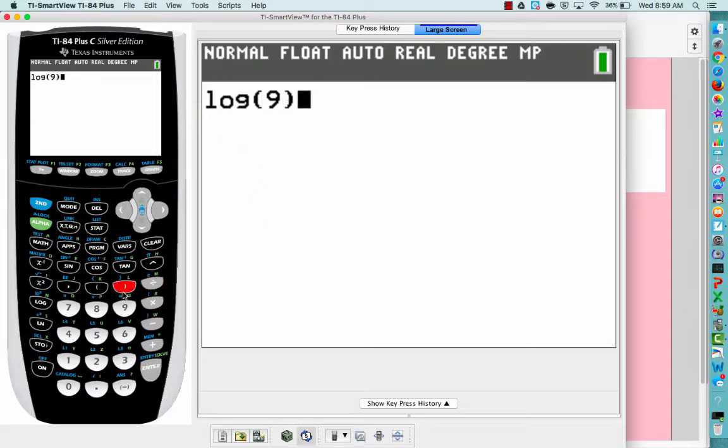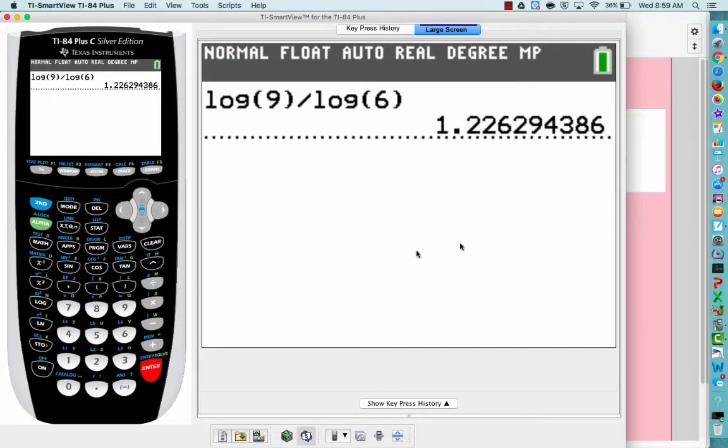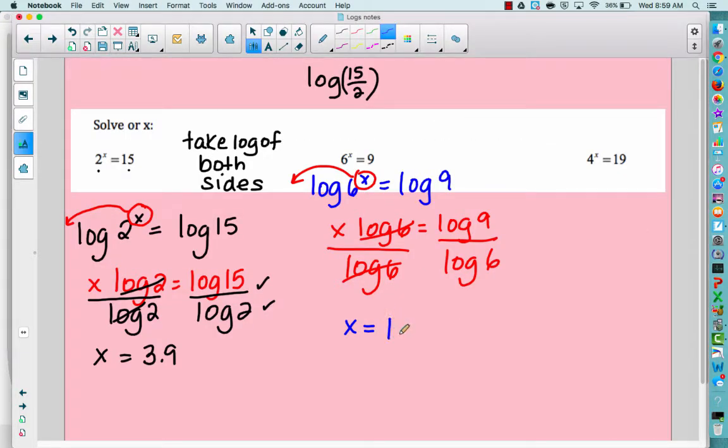Look what I did there. Log 9 divided by log 6. And I forgot my division. So log 9, close parentheses, divided by log 6. And I'm going to close it just to be neat. And we get 1.2. So x is approximately 1.2.